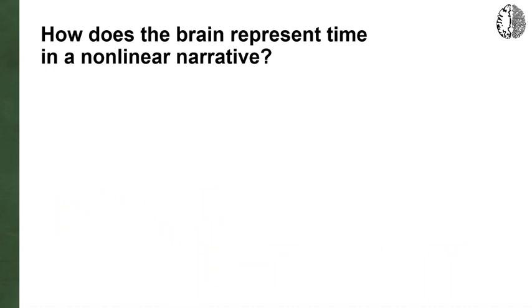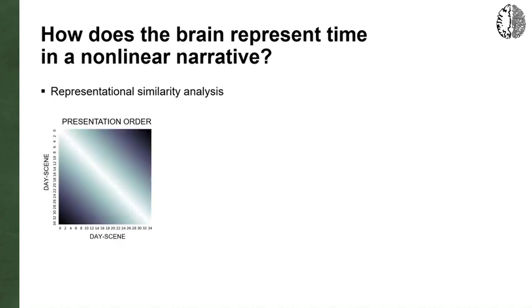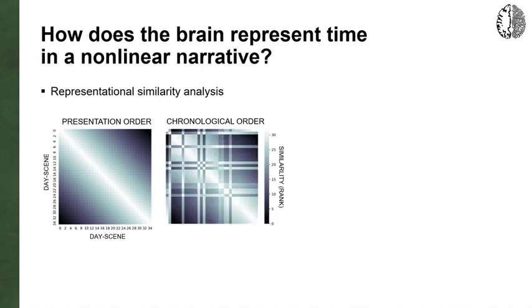So our next question was, how does the brain represent time across a nonlinear narrative? To do this, we did a representational similarity analysis, for which we created 2 hypothesized matrices for how time is represented in this particular story. The first one is our presentation order matrix, which predicts that days that are closer together in presentation, the movie order that is given to viewers, will be represented more similarly in regions of the brain. Our second model, the chronological order model, predicts that days that are closer together in chronological time, in the chronological sequence of the narrative, will be represented more similarly.